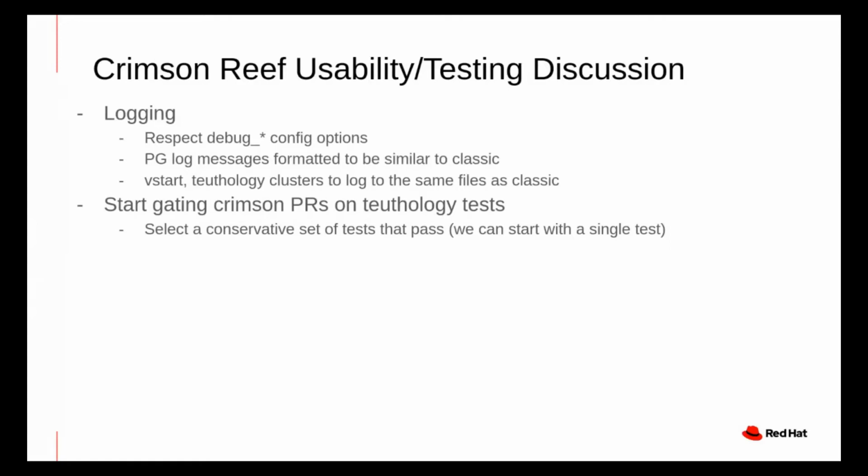Sure. And my favorite debug mechanism ever. And not only should we support debug ms equals 1, it should turn that on in Crimson, and it should have the same format. Every character should be identical, so that any grepping is as close as possible to Classic, unless there's a good reason to change it.